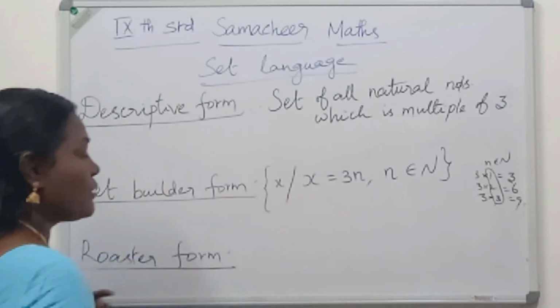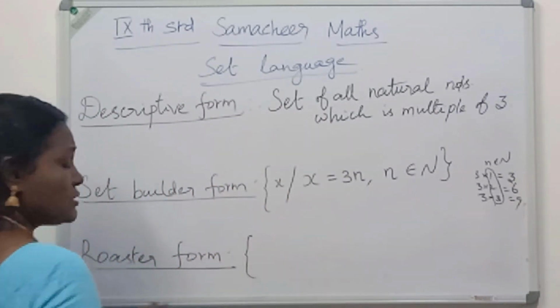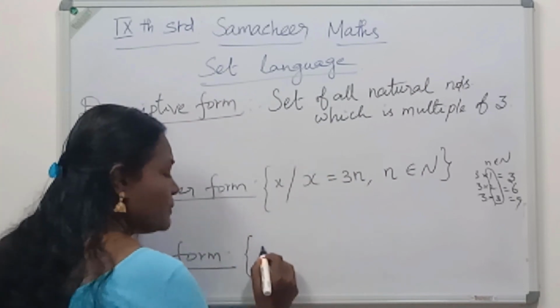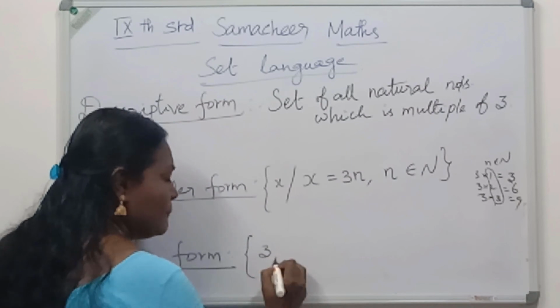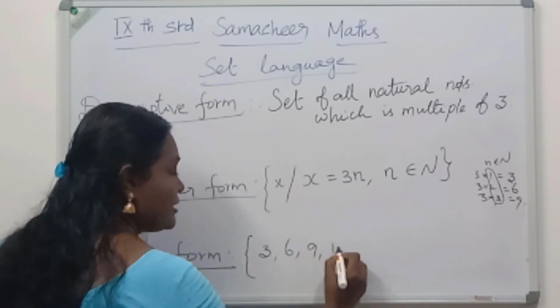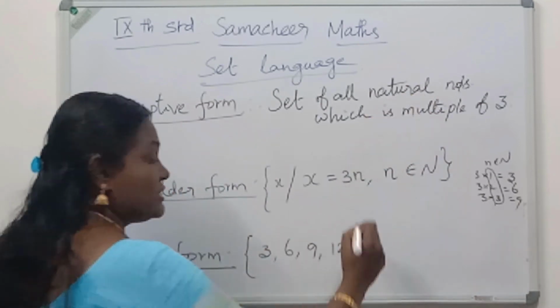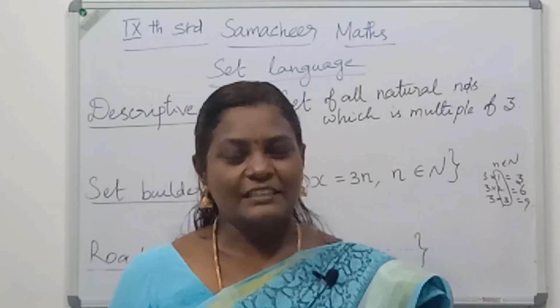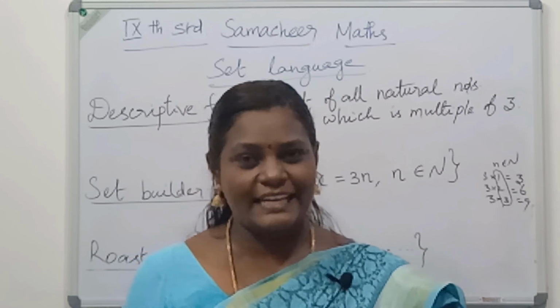In roster form, how do we represent this set? In roster form we directly write the elements. Multiples of 3 are 3, 6, 9 and 12. It will go up to infinity, so we can write etc. Put the etc. symbol.